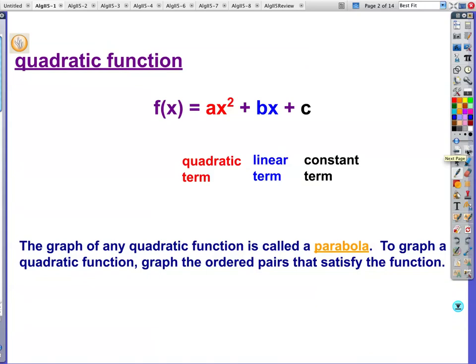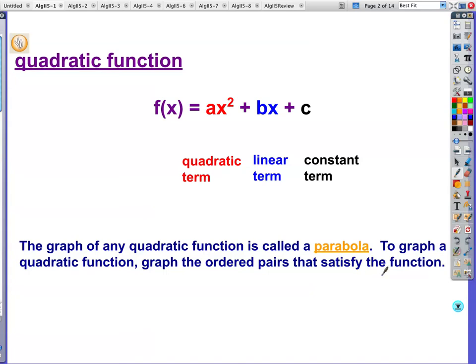A quadratic function is f of x. It's a function because it passes the vertical line test and it passes the birthday test when you look at the table of values. f of x is equal to ax squared plus bx plus c. The ax squared is your quadratic portion of this, because the x squared is what determines that to become a parabola, or the quadratic. Linear, anything with an x is going to be linear, and then we have a constant term. The graph of any quadratic is a parabola. To graph the quadratic, graph the ordered pairs. That's what we're going to focus on.